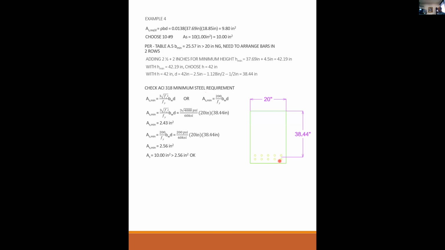It's not a negative effect. It's not a positive effect, because the only thing that works in bending is your distance from your compression to your tension. So theoretically, you can make this beam 10 feet wide with 2 feet in between the bars, and it still has the same mechanical lever arm from the tension to the compression. So it doesn't change the capacity to spread them out or crunch them up.